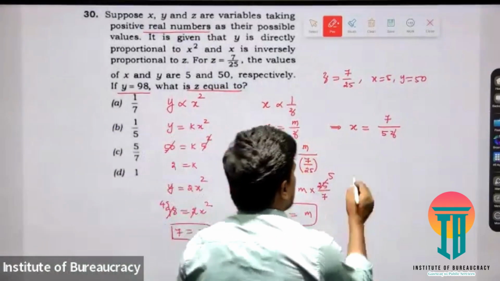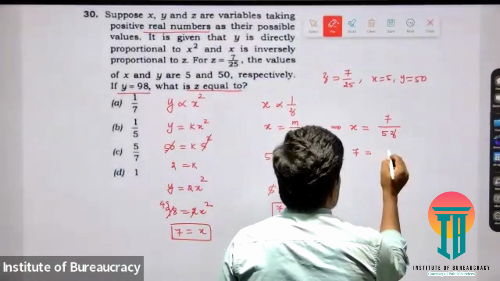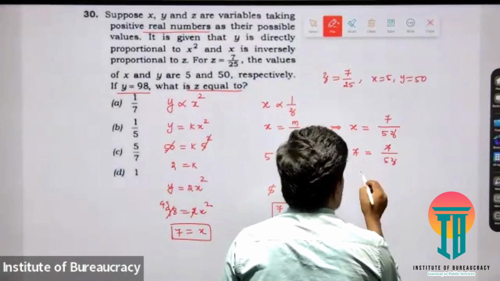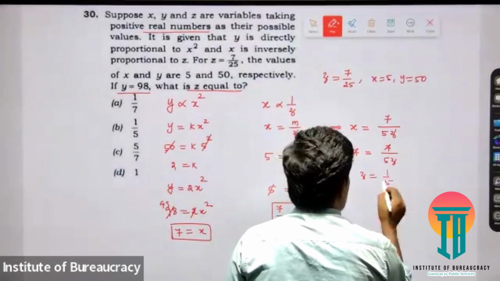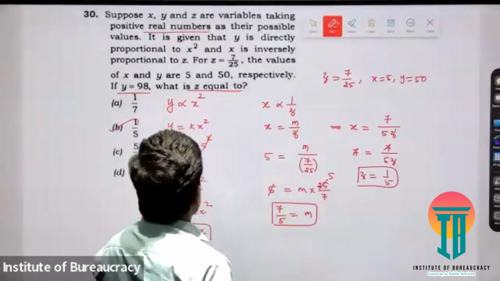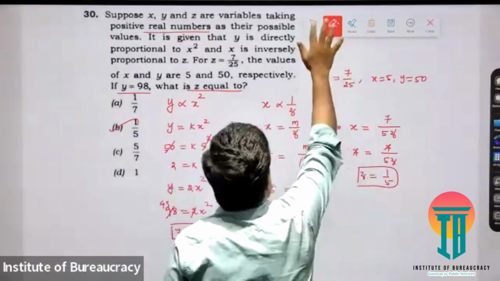x is equal to 7 means 7 by 5 z. So 7 7 get cancelled. z is equal to 1 by 5. 1 by 5 is the answer. That's it. The z value is 1 by 5. So just a mere substitution calculation. The next one.